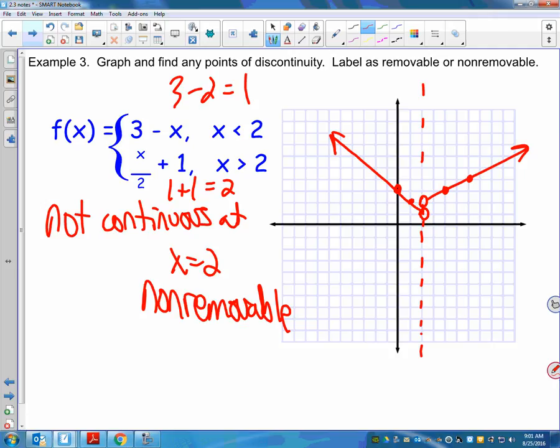Even if they did meet up, could this have been a continuous function? Because neither one of those are included, right? So there's going to be an open circle even if they met up. So that's another difference. And as we go forward, we're going to talk more about dealing with piecewise functions without always having to graph it.